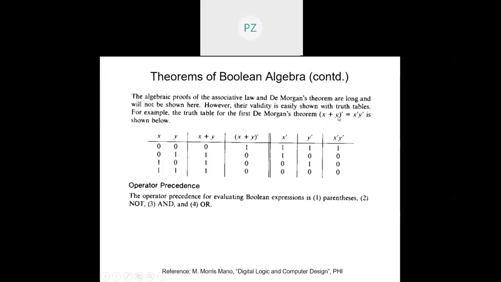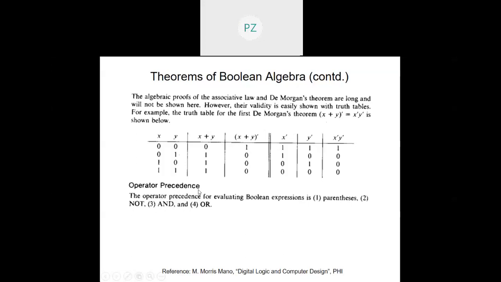Once its validity is shown, its dual also holds, right? So associativity and De Morgan's can be shown with the help of truth tables, because their proofs are too long to be discussed here. Rest of the proofs of the basic theorems, we have seen already.